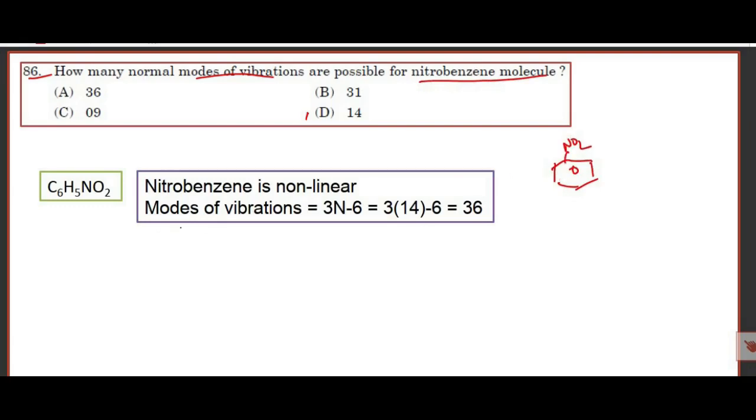The nitrobenzene molecule is C6H5NO2. It contains N equal to 14 atoms, and it is a non-linear molecule. So the formula is 3N minus 6 for non-linear, and 3N minus 5 for linear. For 3N minus 6, 3 into 14 minus 6 is 36. It's a simple question. So there are totally 36 modes of vibration in the nitrobenzene molecule.